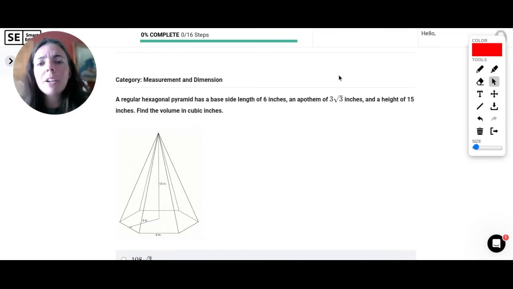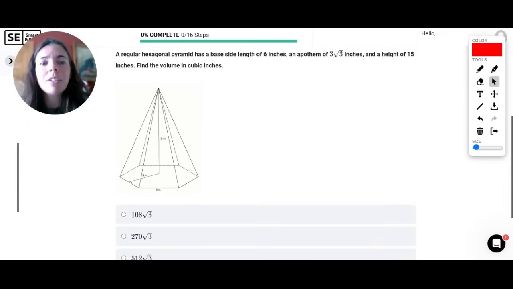A regular hexagonal pyramid has a base side length of 6 inches, an apothem of 3 square roots of 3 inches, and a height of 15 inches. Find the volume in cubic inches.